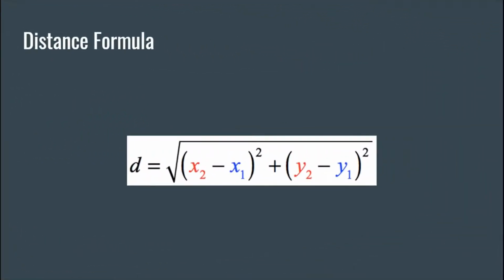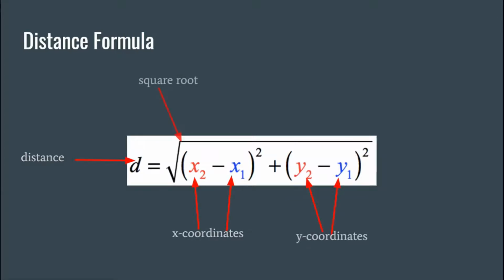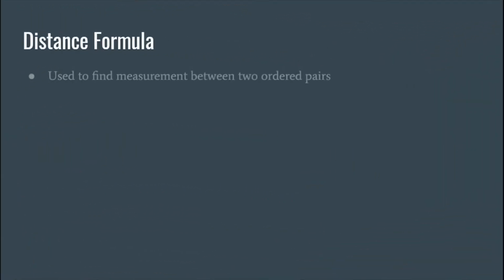Instead, we'll be using this one here. Okay, so the d is still the variable for distance. The difference is now we've got x coordinates and y coordinates under a square root. And you also notice that there are exponents, which means that to find the distance, we're going to need two ordered pairs. It's used to find the measure between two ordered pairs.